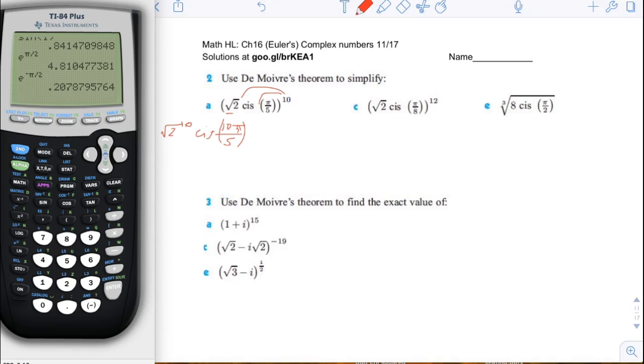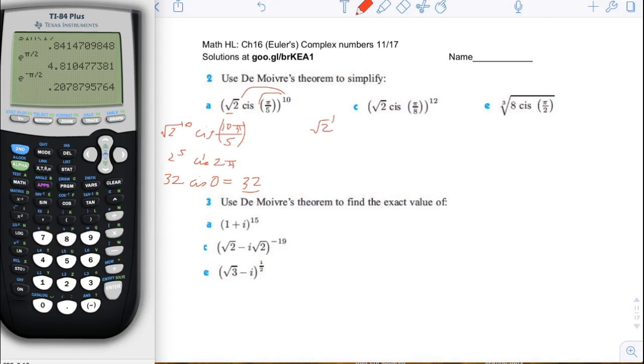Square root of 2 to the 10th power is 2 to the 5th power, which is 32. And cis 10 pi over 5 is equal to cis 2 pi, which is equal to cis 0, which is basically just a positive number. So 32 is a positive number. That's it. Let's look at C.